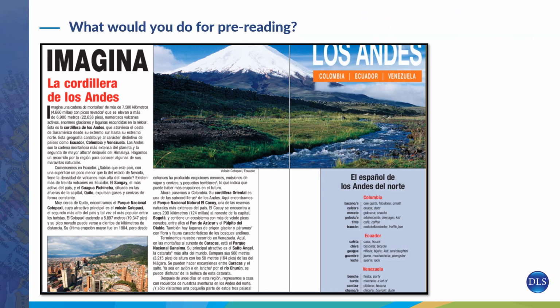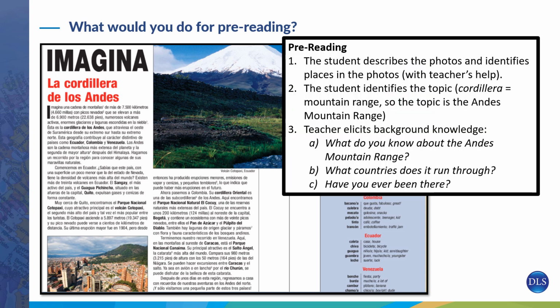One thing you might have noticed is missing is that the textbook doesn't include any pre-reading here. So that's something you would probably want to add to this text. And for pre-reading, you could do a few different things. You could have the student describe the photos and say what they see. Maybe they could identify the places in these photos. Maybe they've been there or the teacher has been there.